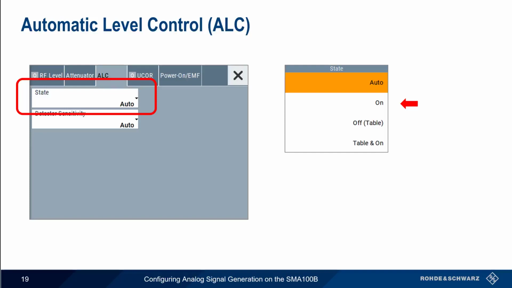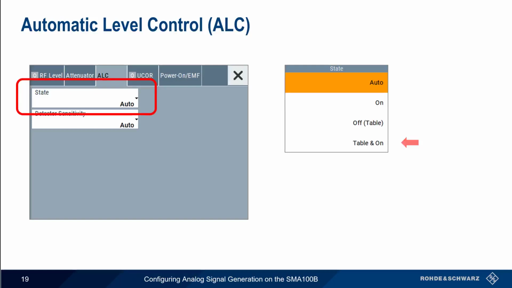Remember that ALC is a control loop, so the output is based on the history of the signal. Off uses the internal table rather than history to control the attenuation values. Table and on starts with the attenuation settings from this table, and then activates the automatic level control. This improves setting times when something in the RF path changes. In the case of pulse modulation, this mode ensures fast level setting, even with narrow pulses at low repetition rates.